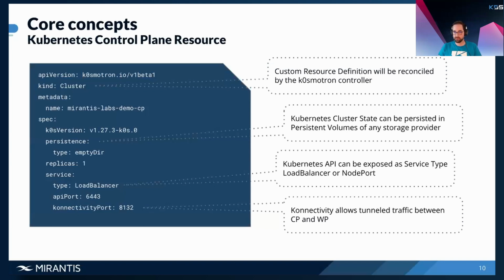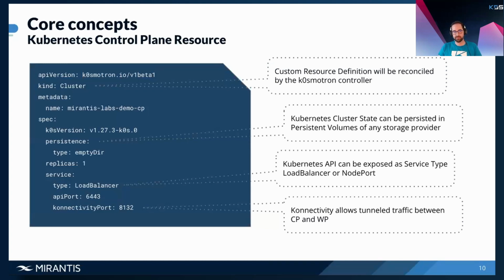We have the k0s version in here, so we will use the open source k0s version 1.27.3. We can persist the state of the Kubernetes control plane. Of course, persistence is key for a Kubernetes cluster. And we can do that by either putting it into an empty dir, so very simple, or we can, of course, use PVs, so persistent volumes for that, or PVCs.